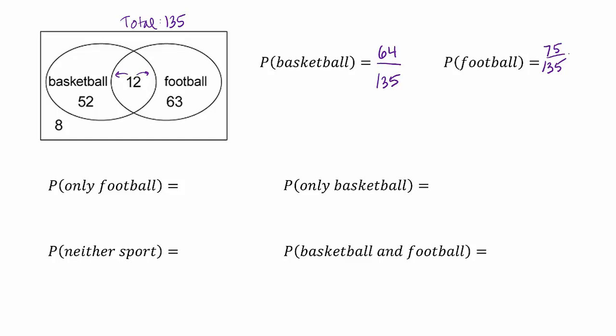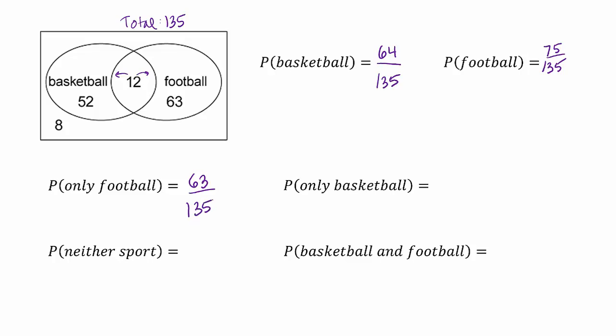So the next one is probability of only football. So maybe this is about people and they're identifying what sport they like to watch or the sport they like to play. We want to make sure that we're picking the people that only chose football, not football and basketball. So this would be an appropriate time to use the 63 over 135.